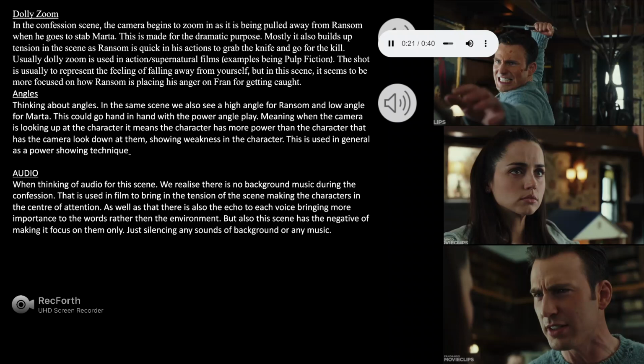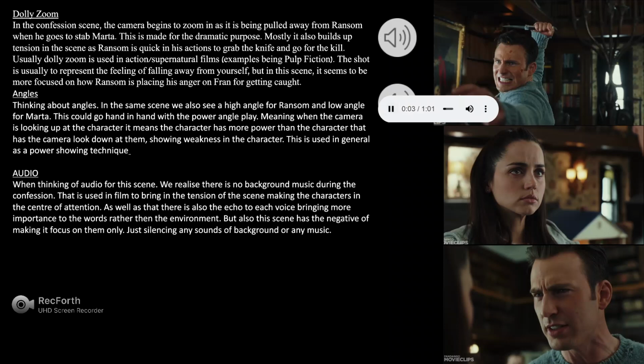Usually, zooms are used in supernatural films, or basically when there is a shot to represent the feeling of falling away from yourself. But in this scene, it seems to be more looked towards anger, while he is trying to place his own feelings at Martha for getting caught for the murder.